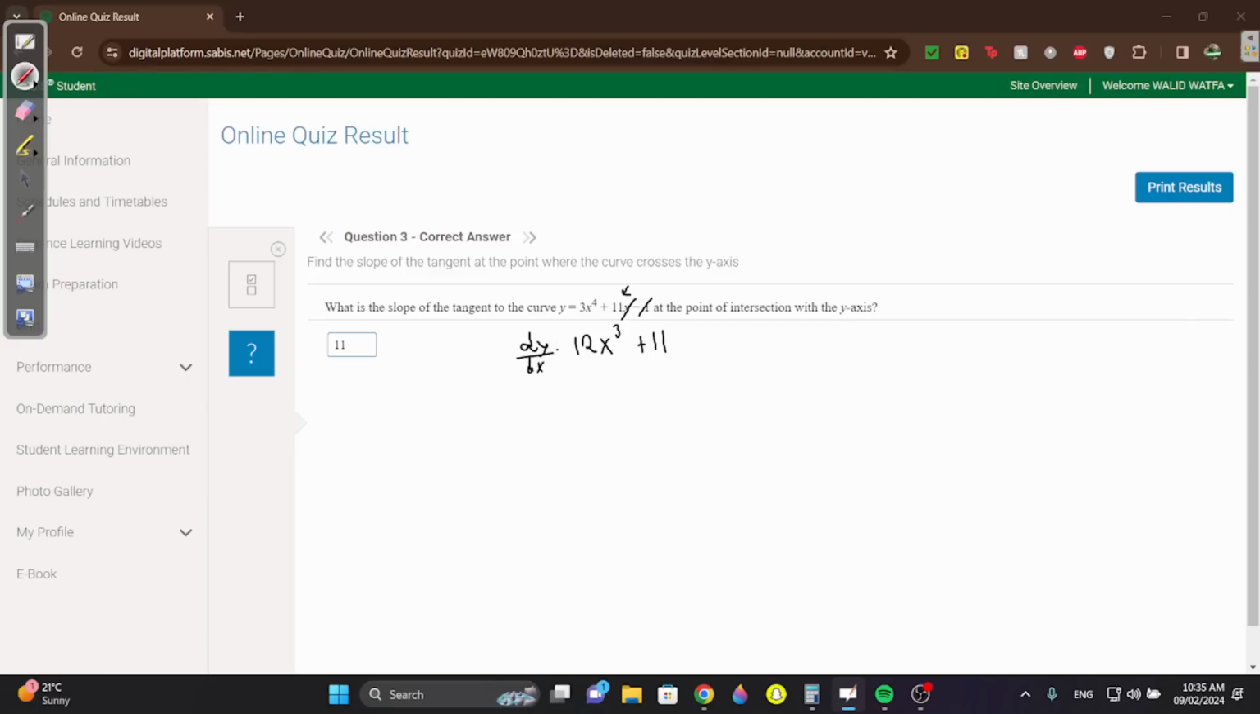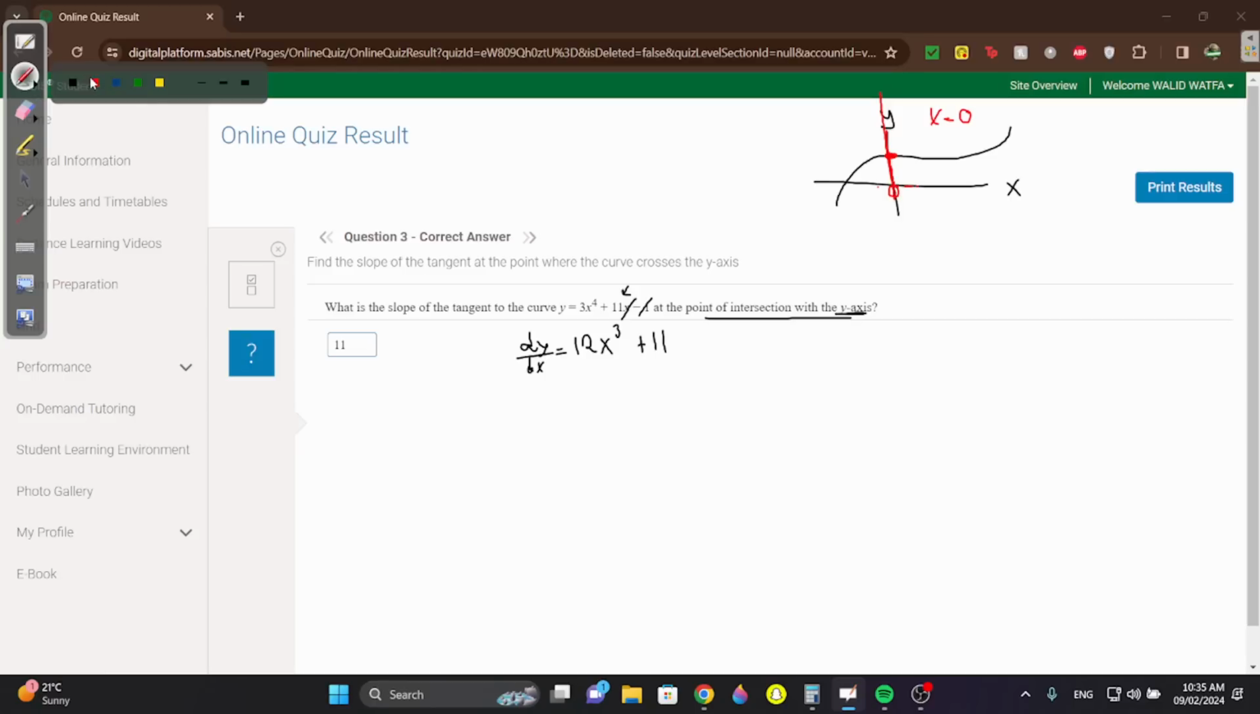Now at this step, you have to plug in your x coordinate into your dy over dx, but we don't have the x. Okay, but they're saying at the point of intersection with the y-axis. Okay, in graphs, whenever you have this, this is the y, this is the x-axis, right? At the point of intersection with the y-axis over here, how much is x? Obviously, x is 0, right? Wherever you go, if you're on the y-axis, x equals 0.